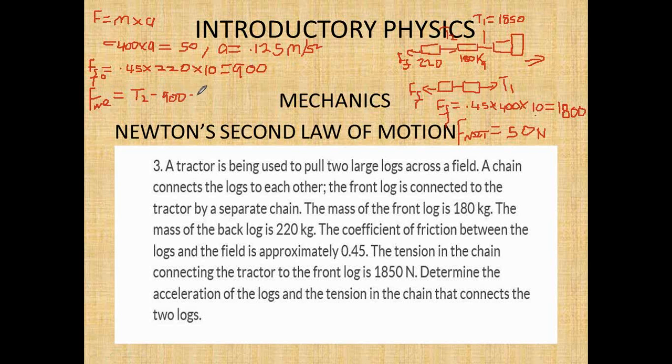From Newton's second law, we know that net force is the mass, and the mass of the backlog is 220, times acceleration. And remember, we calculated the acceleration for the system. So whatever acceleration the tractor has, the front log is going to have, and the back log is going to have, because they're joined together, so they're going to have the same acceleration. So that's the mass times the acceleration. That is 0.125. That's the acceleration.